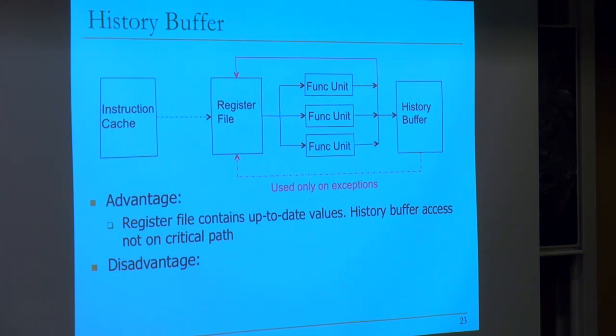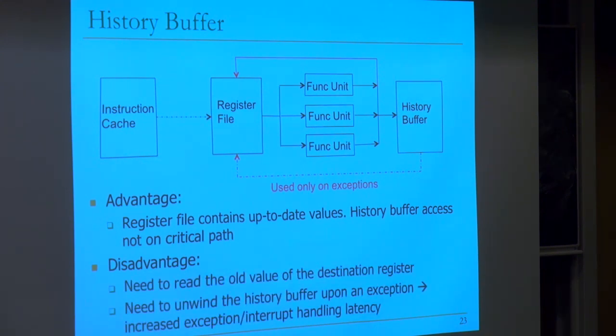OK, so disadvantage, well, first disadvantage is you somehow need to get the old value. We didn't have this problem before, right? Normally, when you do an add, if your destination register is not the same as your source register, you don't need to read your destination register. You just write to your destination register. So there's one issue here. The second issue is, as you've seen, you need to unwind the history buffer upon an exception. Now exception or interrupt handling latency increases. And if you're doing this for branch mispredictions, branch misprediction handling latency also increases.